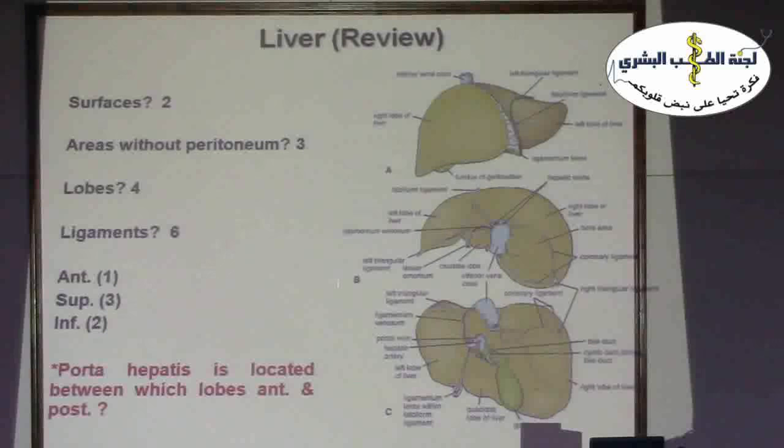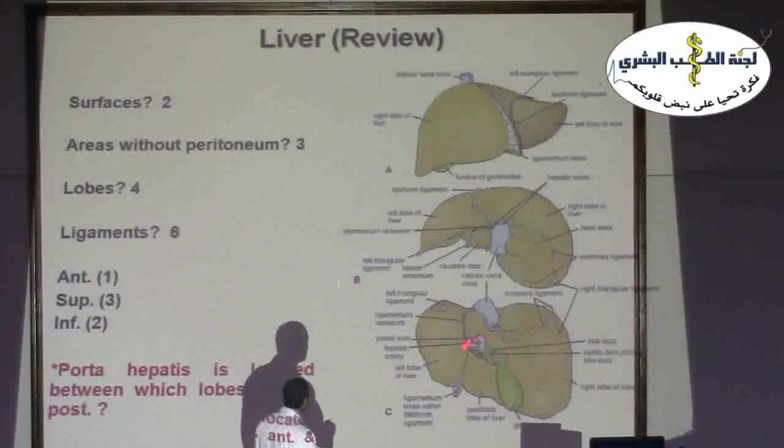Ligamentum teres, which is a remnant of the umbilical vein in the fetus. And the other one is ligamentum venosum, which is the remnant of the ductus venosus, the shunt in the fetus.